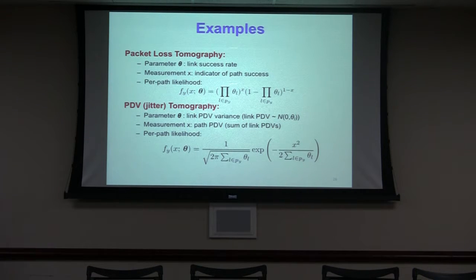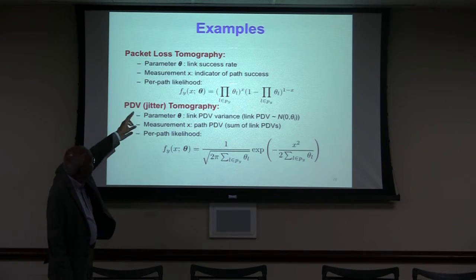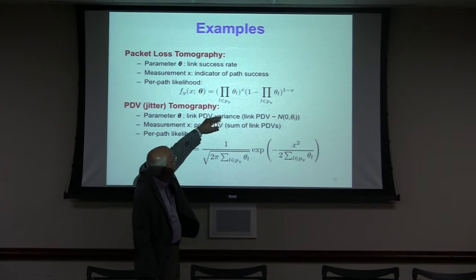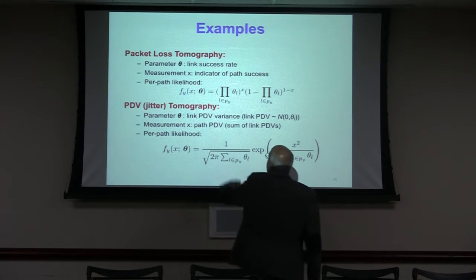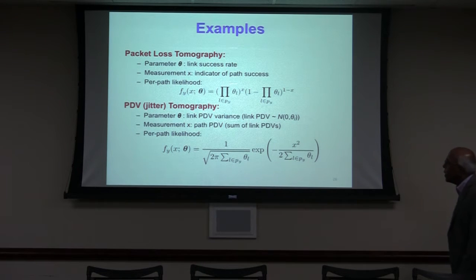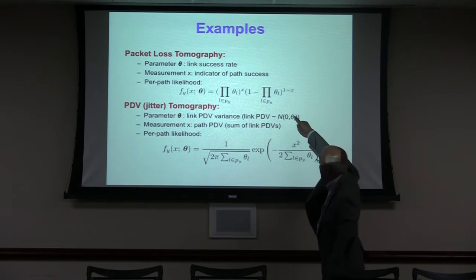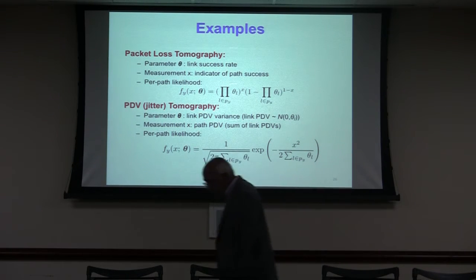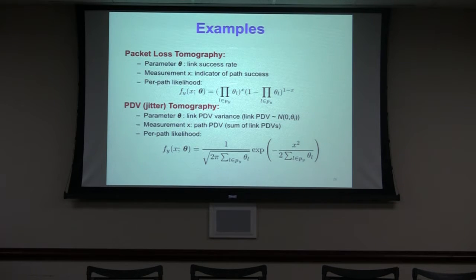Okay. So we can write the likelihood function explicitly in these two cases. So y is the path, and this is all the links in the path. x is a binary variable indicating whether or not the path is successful. So we can write this easily, right? The per-path likelihood for this case and for the other case. This assumes independent losses from link to link, and from path to path. If you know the correlation model, you could set it up.